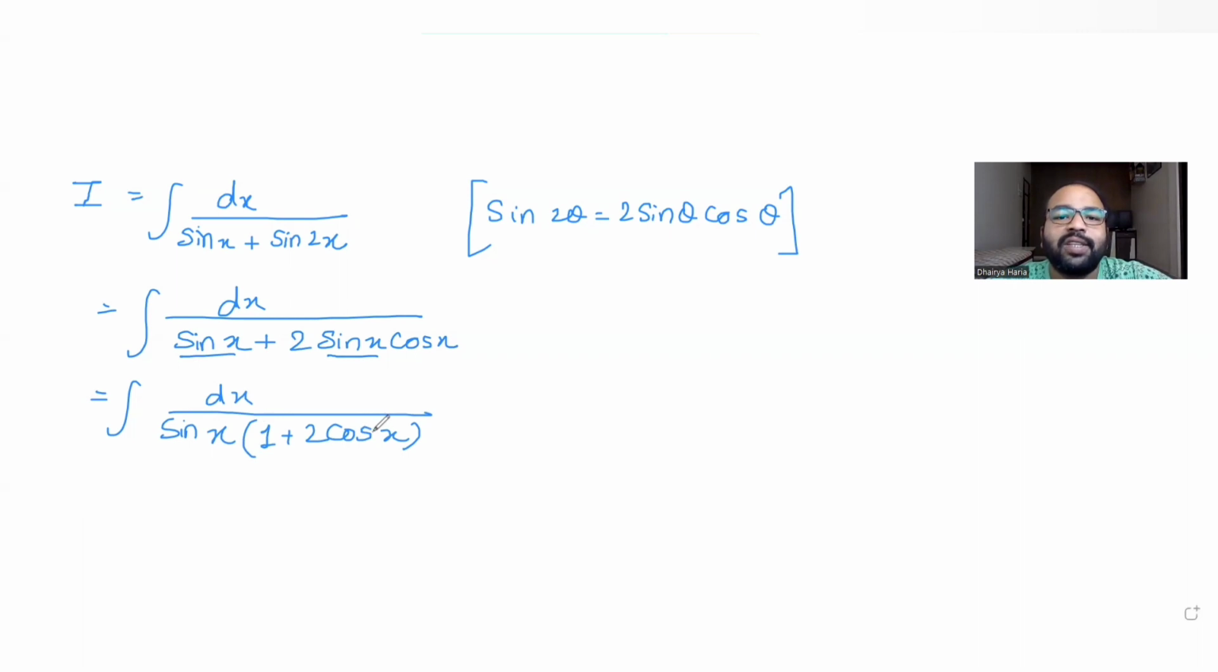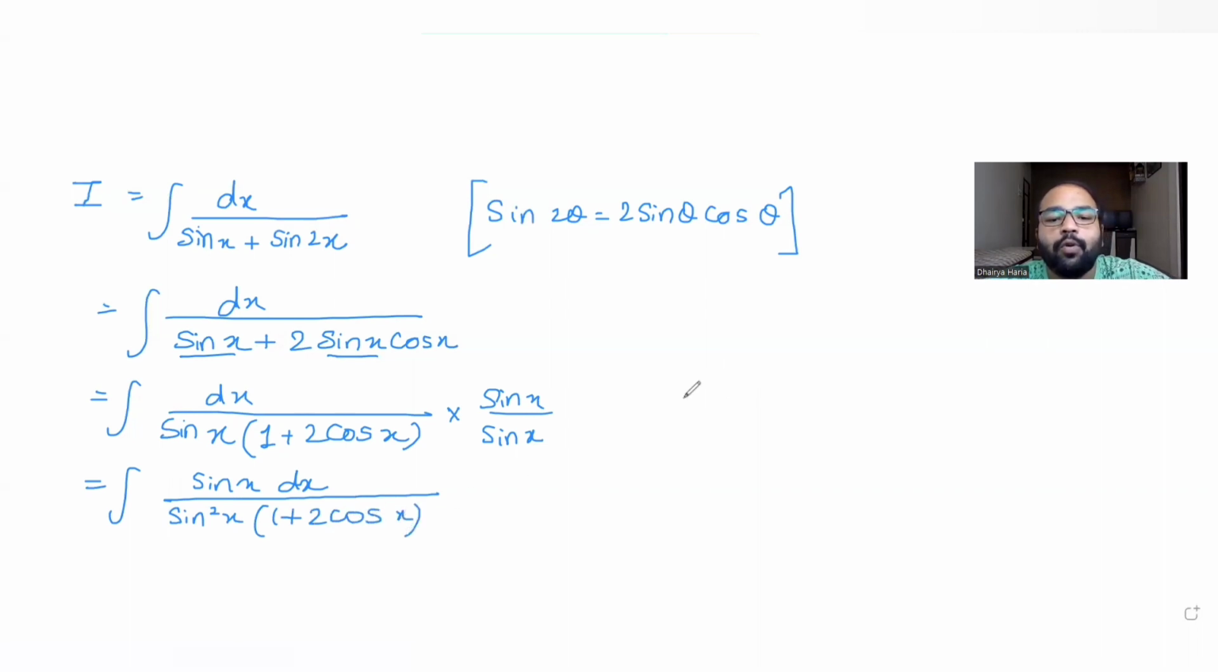Now, if I want to solve this further, I can put cos x as t, but the derivative of that is sin x. So let's adjust that sin x in the numerator. I'll multiply the numerator as well as the denominator by sin x. That gives me sin x dx upon sin x into sin x, which becomes sin square x, and 1 plus 2 cos x.